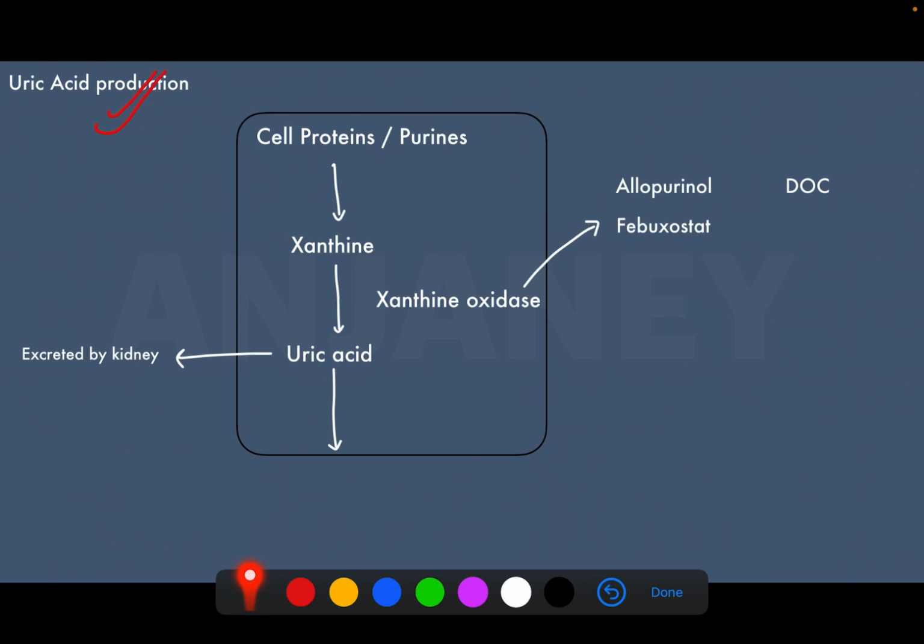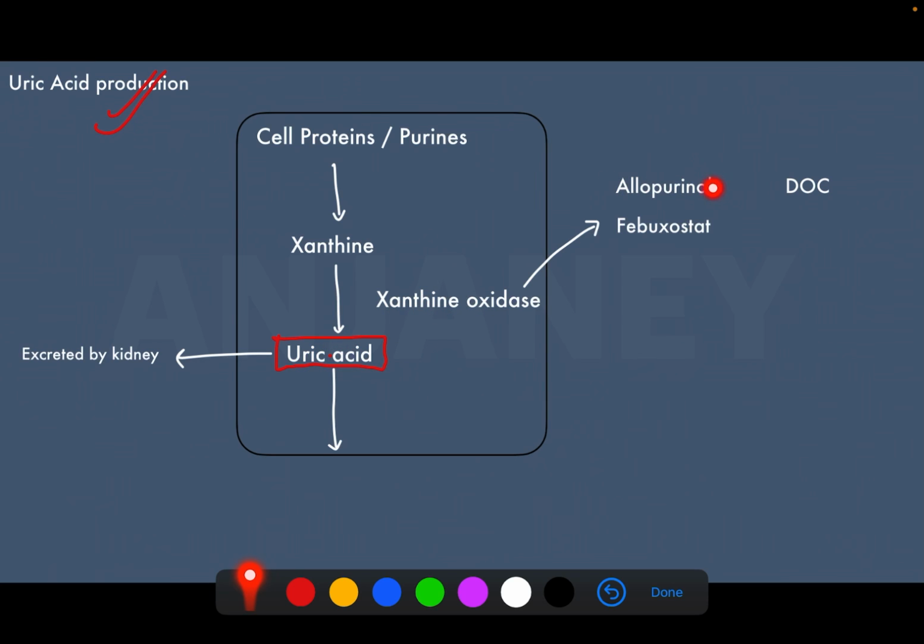And this uric acid is insoluble, right? That's why it is excreted by the kidney, and it can make stones in the kidney. Why? Because it is insoluble, and in humans this uric acid cannot be converted into any other form. This uric acid is the final product which is excreted by the kidney. So if we inhibit this enzyme, then uric acid production decreases, right?